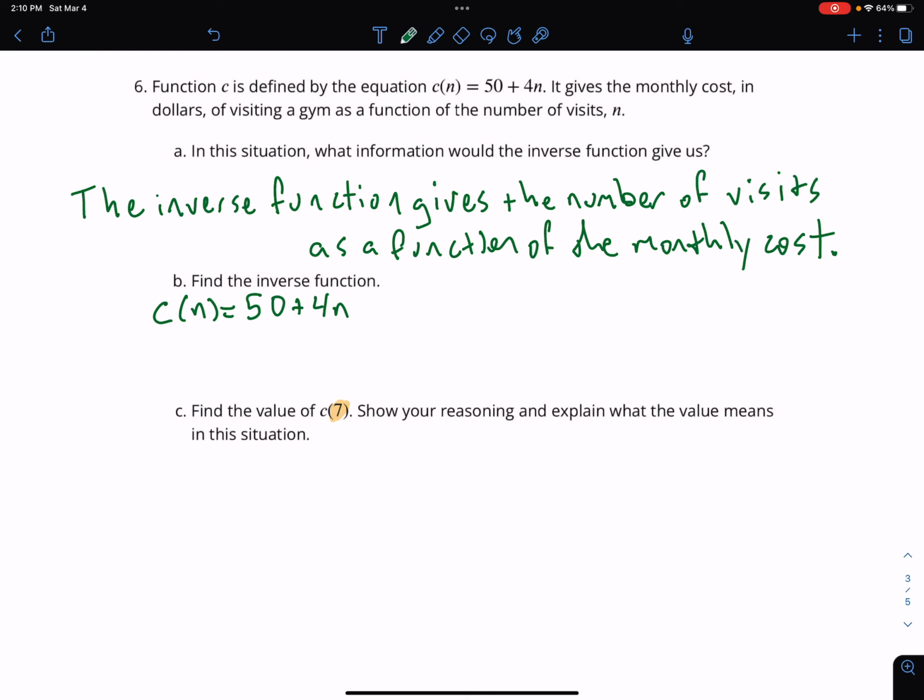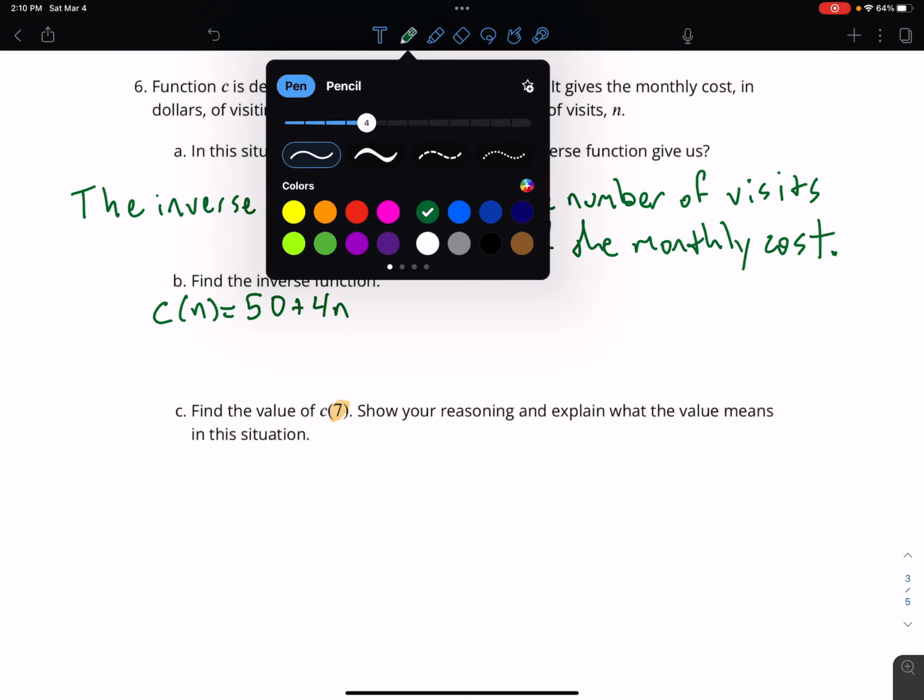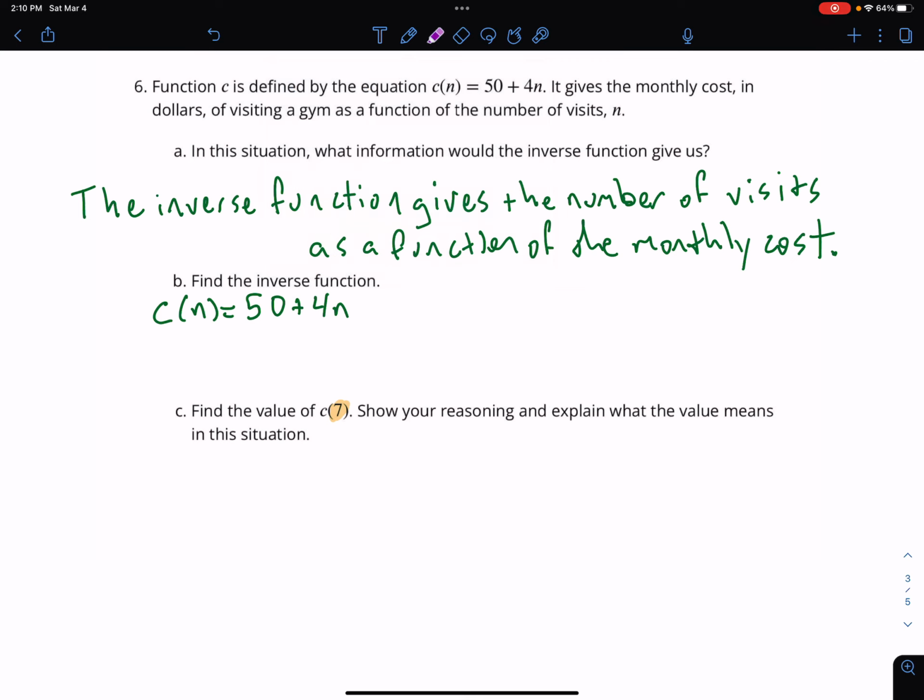And now we got to get that independent variable by itself. Here's our input. X is what we plug in. In this case, it's n for number of visits. We need to get n all by itself here. So we're just going to do some inverse operations to get that n by itself, and then our new function will give us the number of visits as a function of the cost. All right, so you always remember we add or subtract first.